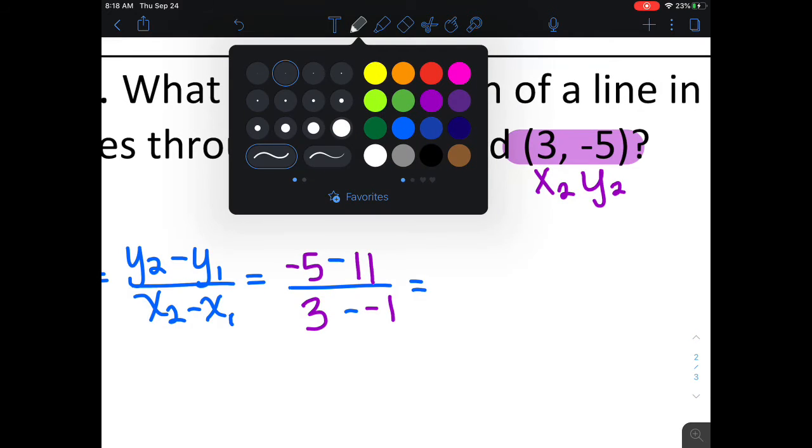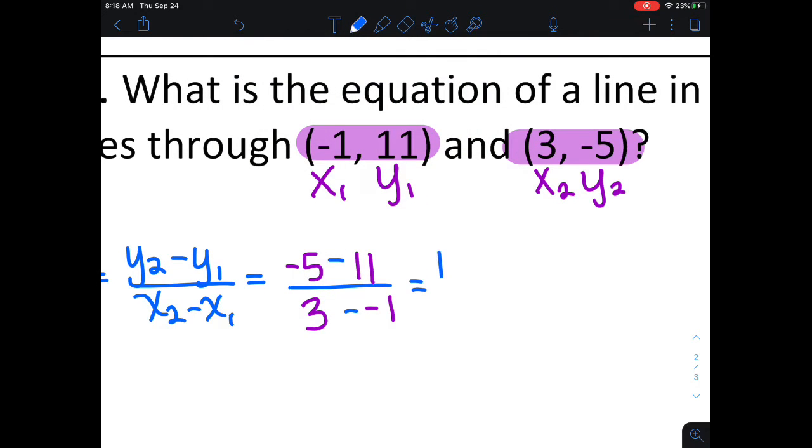All right, so let me go back over here. So again, that's going to be negative 16, and that's a double negative, so that's just 3 plus 1, which is 4. All right, so now I have negative 16 over 4.